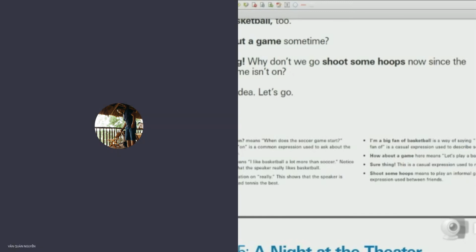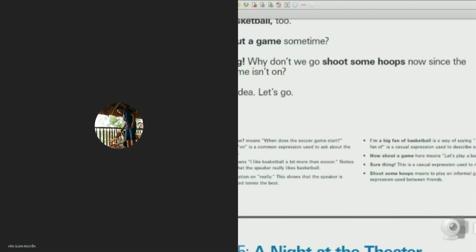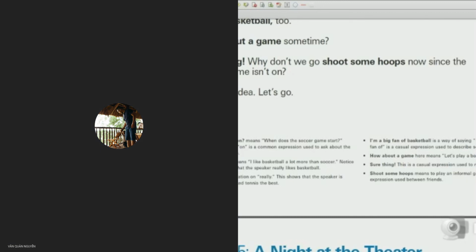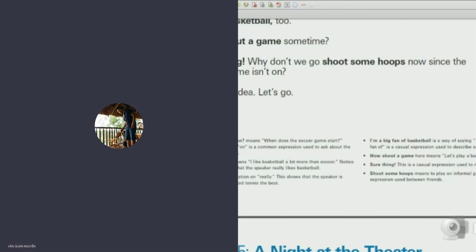Okay, and the last one, shoot some hoops. So here it means play an informal game of basketball. So it's not a formal or an official game. So just an unofficial game. So this is a casual expression used between friends. Yes, so that is what you mean when you say shoot some hoops. Any questions about the language notes?